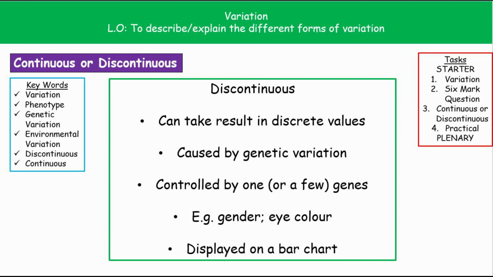Now, when it comes to obviously determining someone's gender, they're either going to be male or female. Okay, there's not various shades in between. It's either male or female at that point. Now, the type of graph we would use to display discontinuous data is a bar chart. So make sure again you know discontinuous is on a bar chart. So again, jot those points down in your book.